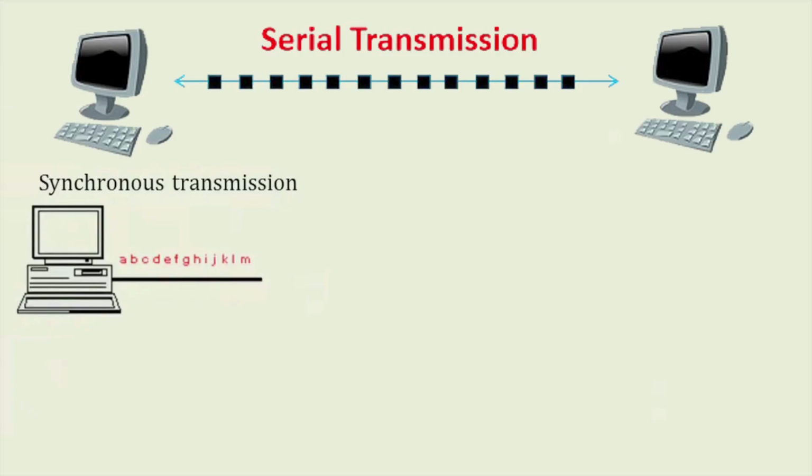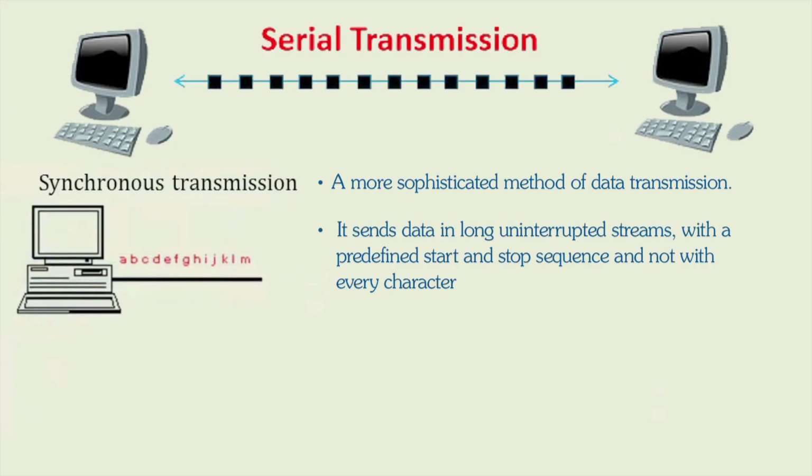Now come to synchronous transmission. A more sophisticated method of data transmission is the synchronous mechanism. It sends data in long uninterrupted streams with a predefined start and stop sequence, and not with every character. The overheads are very high in asynchronous transmission, because with every character you send a start bit and a stop bit. Here you do not require to do it.